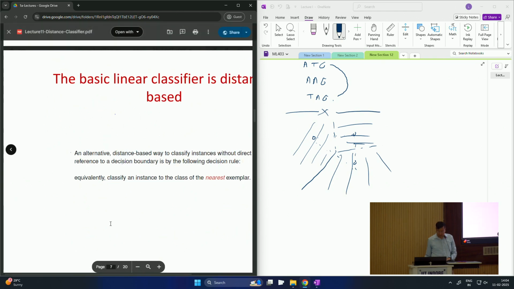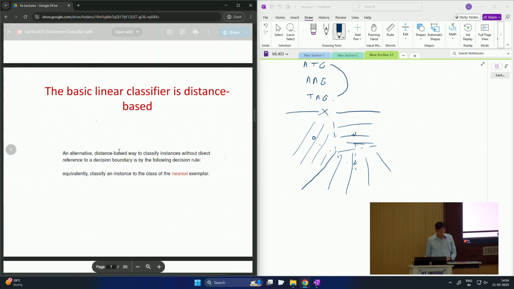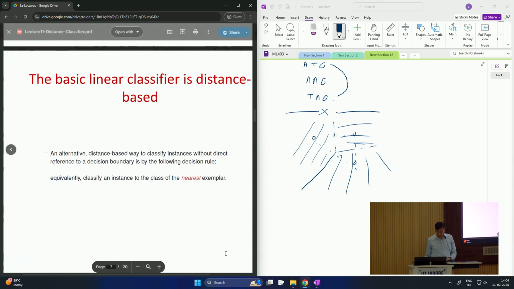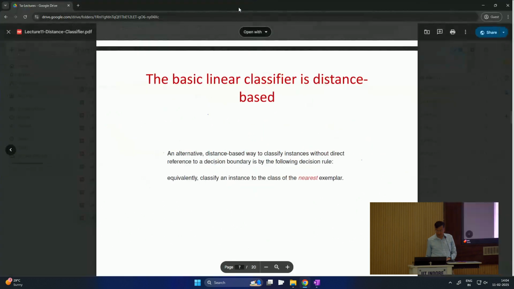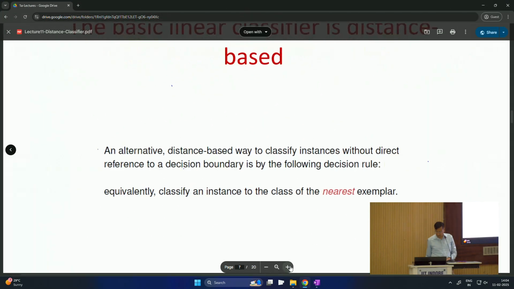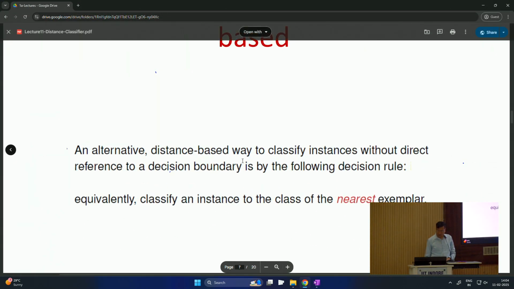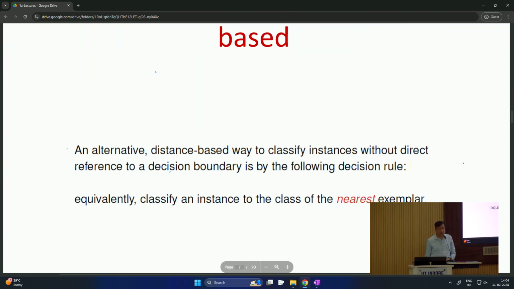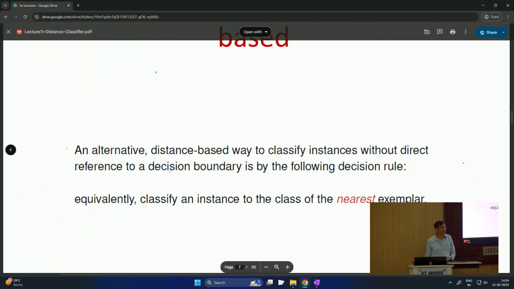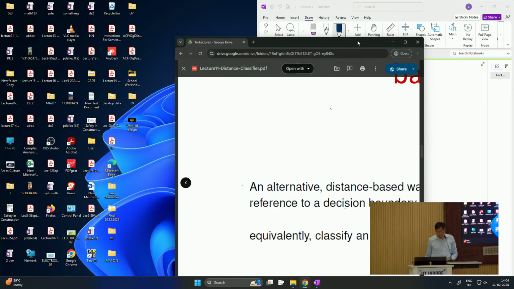So an alternative distance way without direct reference to a decision boundary is to classify the instance to the class of the nearest exemplar. So you take your new data point and find the distance to all the exemplars, whichever is the closest, you say it belongs to this class, correct? So that is what we are saying.